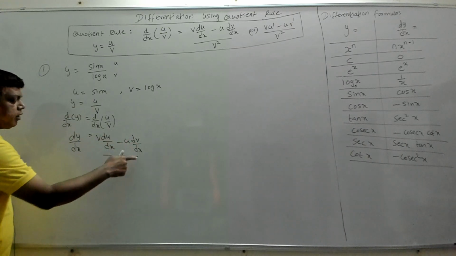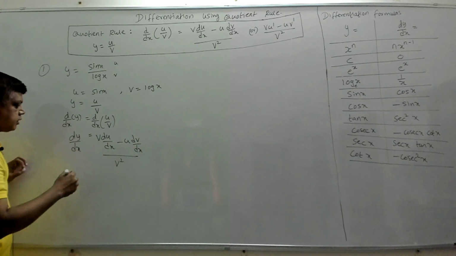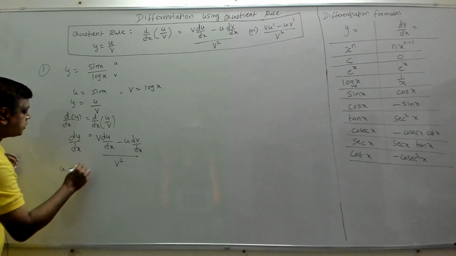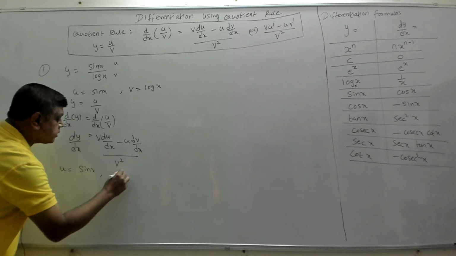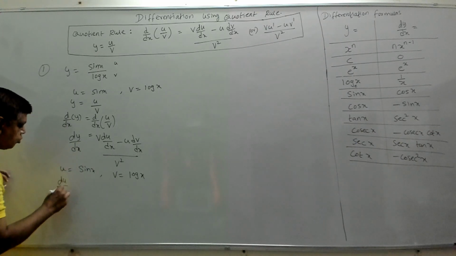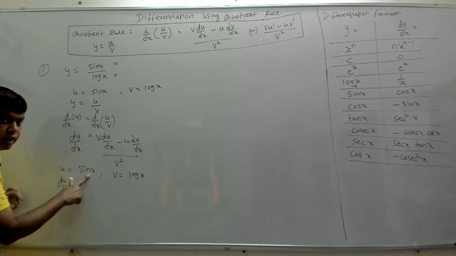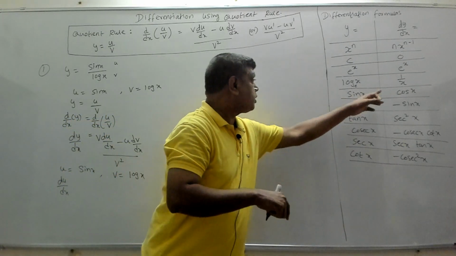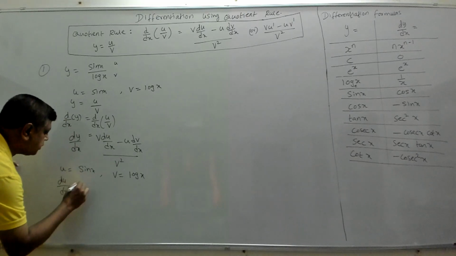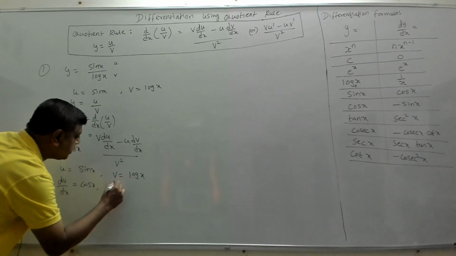Now we need to find all these and substitute here. We know u and we know v. We have to find du by dx and dv by dx. Let's write u again: u is sin x, and v is log x. du by dx means we are differentiating u with respect to x. Differentiation of sin x is cos x. Similarly, we have to differentiate v. If we differentiate v, we get dv by dx.